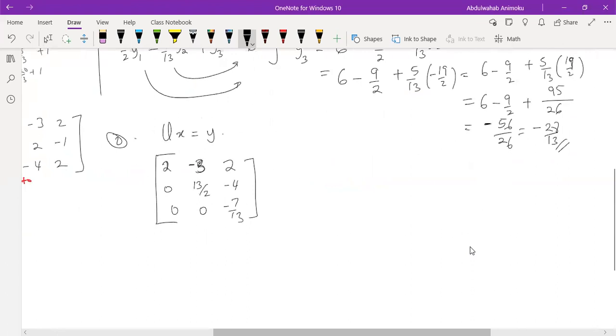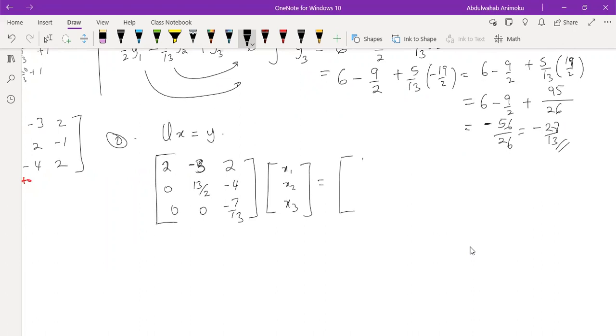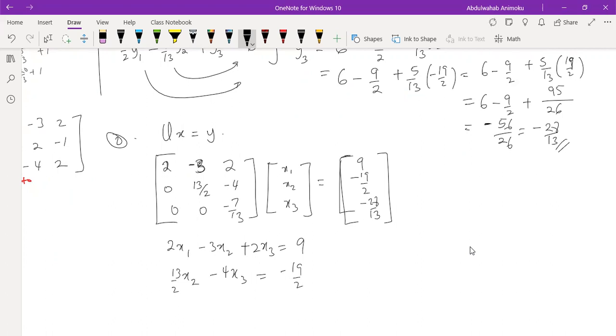All right, this is U, and what's our x? x1, x2, x3 equal to our y. And what is y? 9, minus 19 over 2, minus 28 over 13, right? So this is what you need to solve now. So again, you write the equations out. 2x1 minus 3x2 plus 2x3 equal to 9. Good. Second one, 13 over 2 x2 minus 4x3 equal to minus 19 over 2. And the last one is minus 7 over 13 x3 equal to minus 28 over 13.